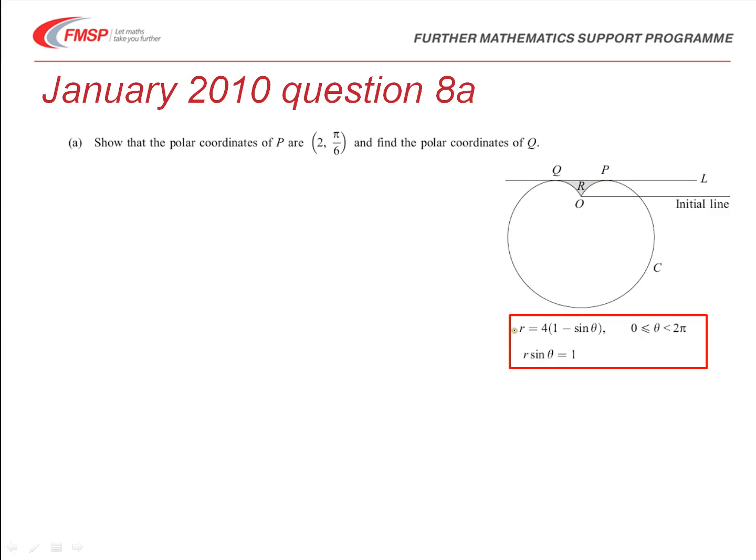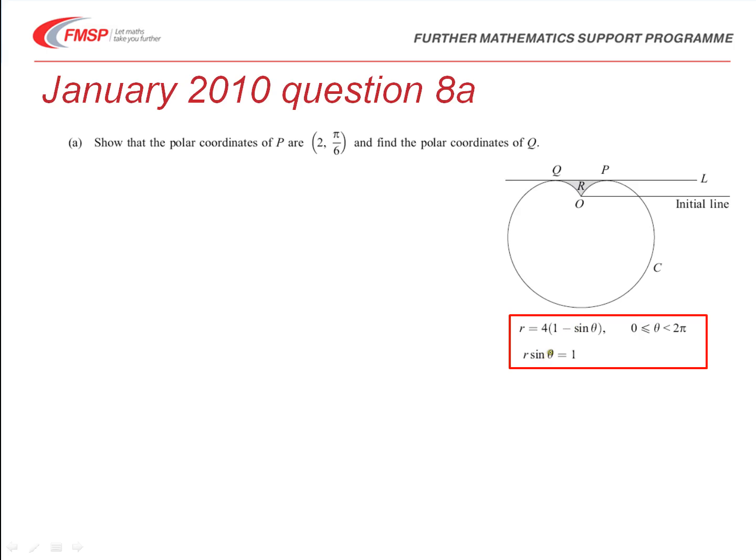Well, we're given the equation of the curve and the equation of the line, so we need to find the solution to these two simultaneously. And we can either eliminate r or we can eliminate theta, so sine theta, from the expression. Decision is yours as to which one you go for. I think I'll go for eliminating the sine theta.